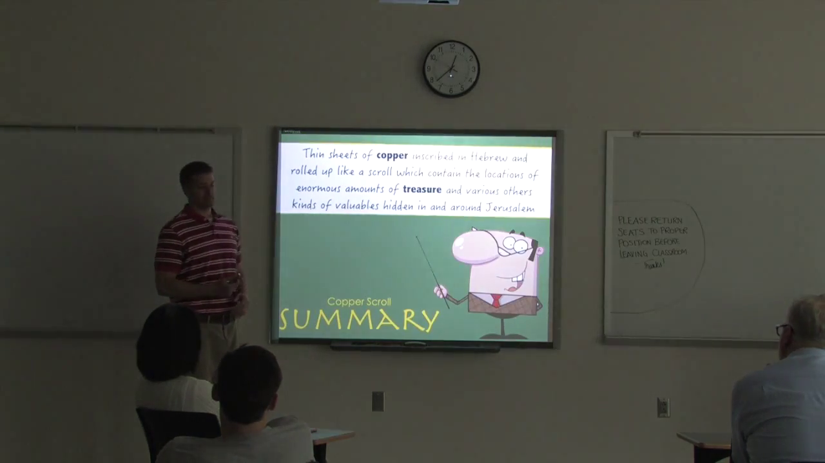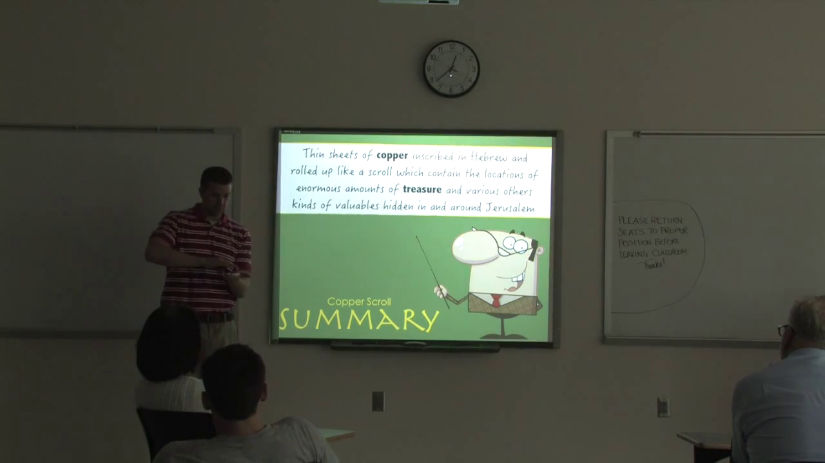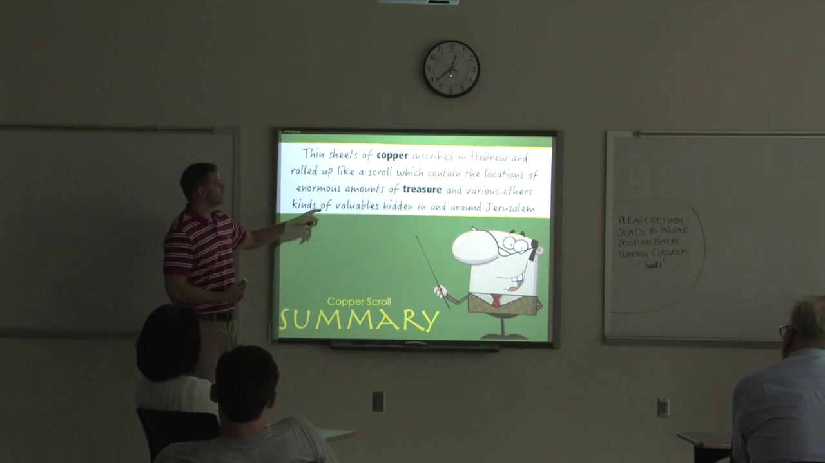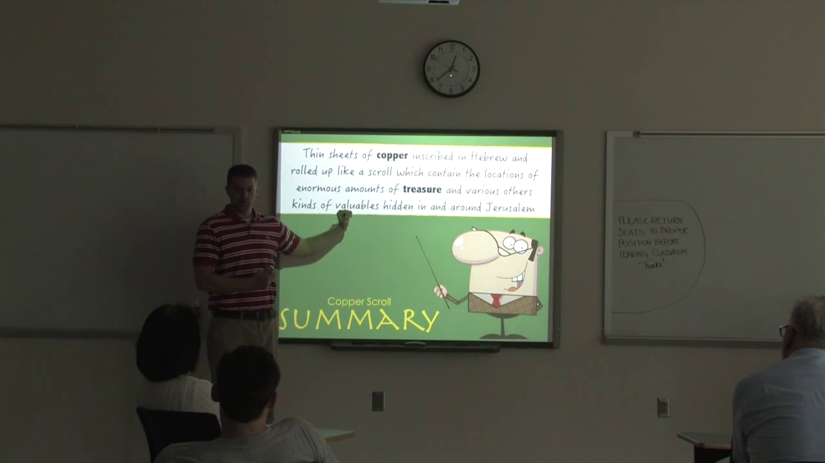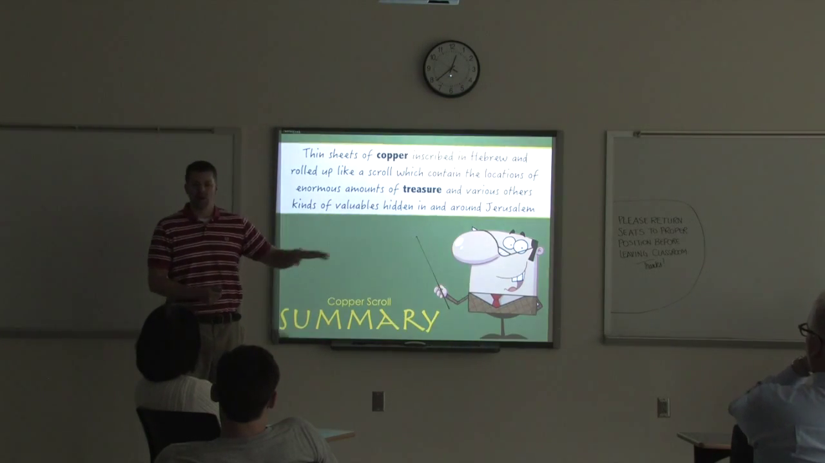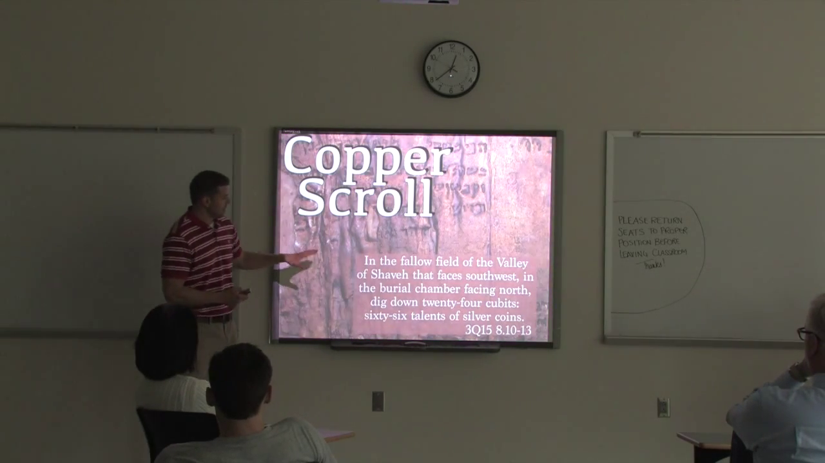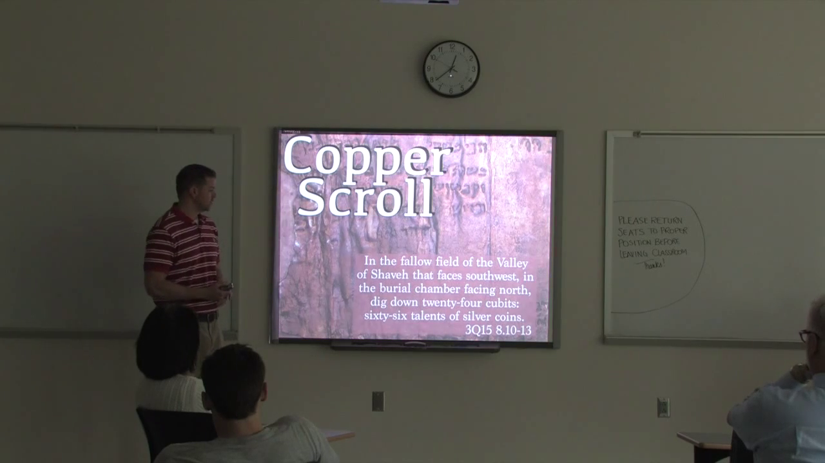And what was on it was very interesting. This scroll, again, was sheets of copper, and they were sheets of very thin copper. On this was engraved Hebrew. And they had taken this and rolled it up just like a scroll. And what we found was, this is actually an ancient treasure map. So this is an ancient map of various hidden treasures in and around Jerusalem. This is what you'll find if you read it. One of the texts says, "In the fallow of the field of the valley of Shavah, that faces southwest, in the burial chamber facing north, dig down 24 cubits, 66 talents of silver coins."